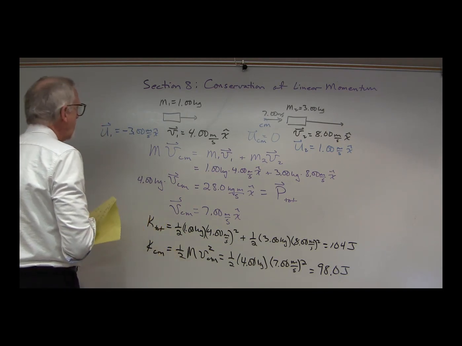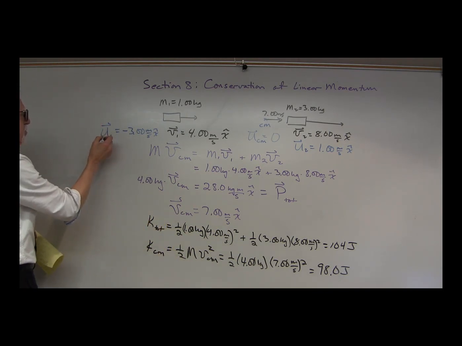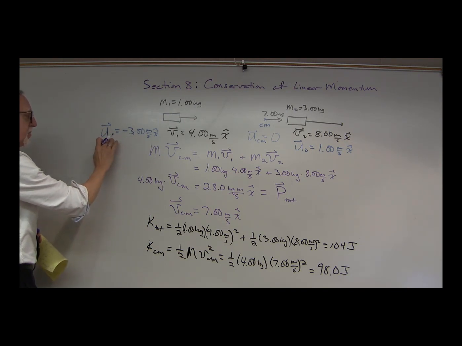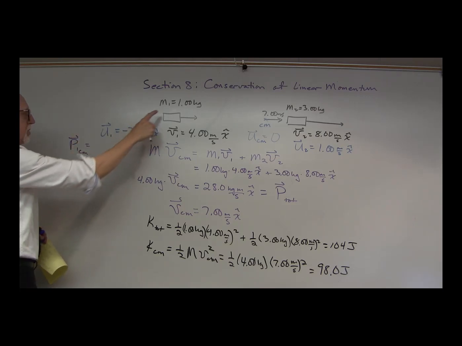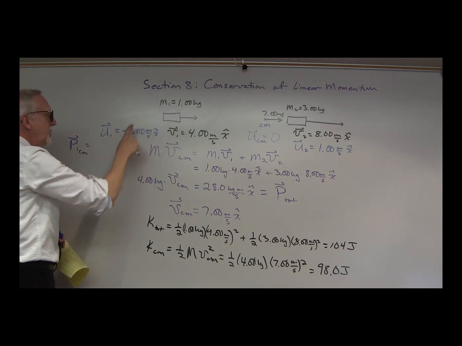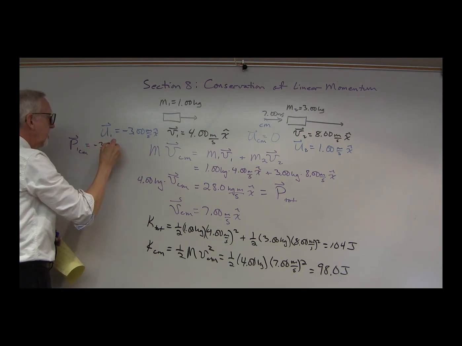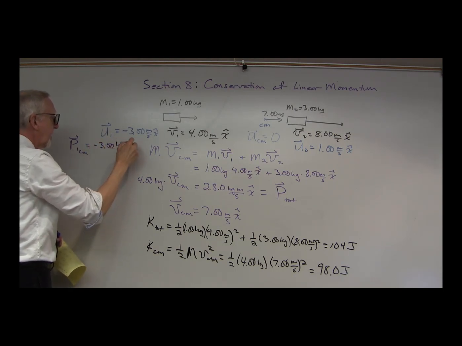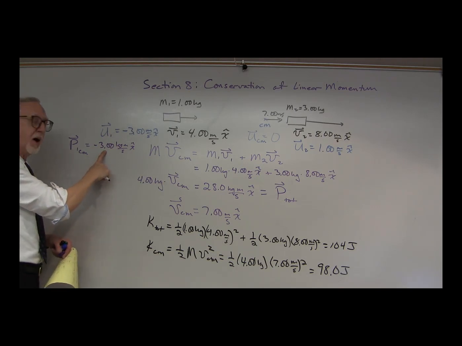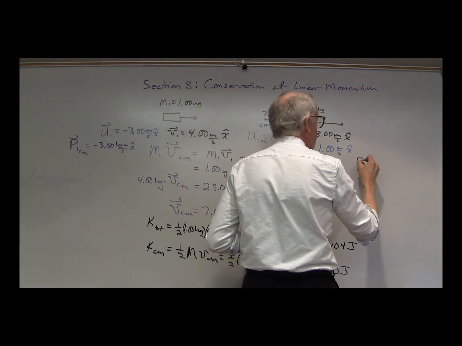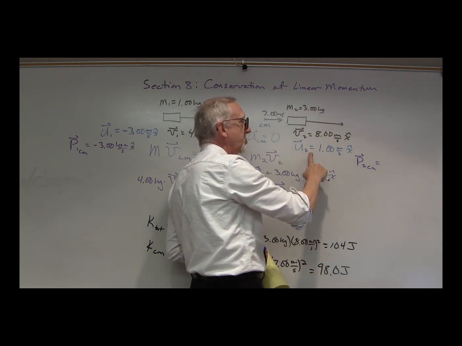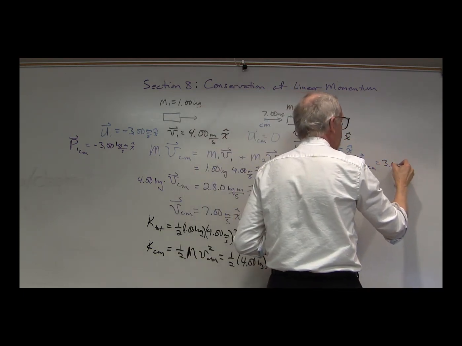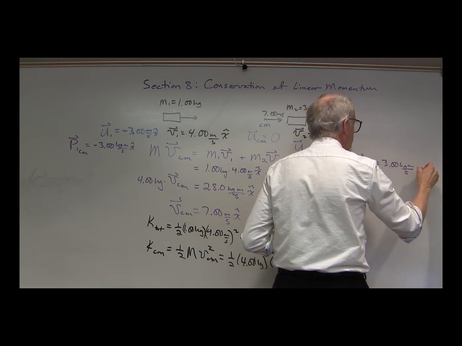Well, what is the momentum of the object in the center of mass frame for mass 1? What is P1 center of mass? It's going to be m1 times u1, so 1 times -3 kilogram meters per second x hat. So that's the momentum of object 1 in the center of mass frame. What is P2 center of mass? P2 center of mass, that's going to be m2 times u2. So 3 times 1, that's 3 kilogram meters per second x hat.